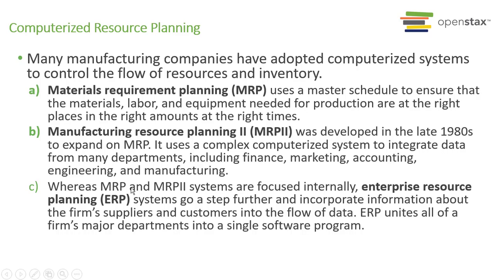Whereas MRP and MRP2 are internal, ERP goes a step further by incorporating information about firms, suppliers, and customers into a flow of data. So now you're really, truly optimizing your production by integrating your suppliers, vendors, and distributors within your setup, where you're connected with them. They're part of the solution. You actually meet with them. They make recommendations, but you can see you have a better view of what's going on because of that partnership.